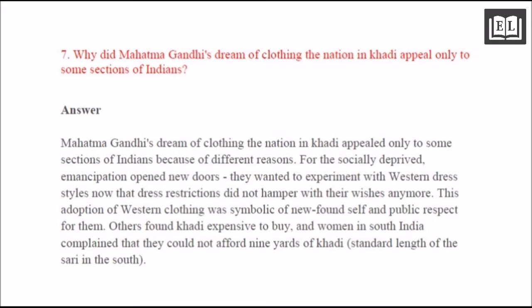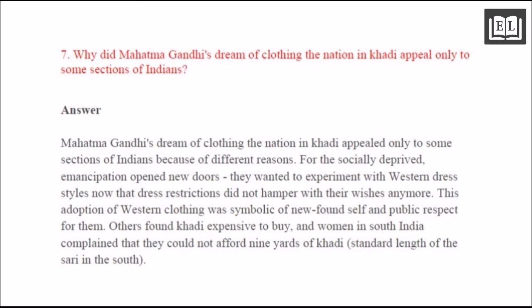7. Why did Mahatma Gandhi's dream of clothing the nation in khadi appeal only to some sections of Indians? Answer. It appealed only to some sections because of different reasons. For the socially deprived, emancipation opened new doors. They wanted to experiment with Western dresses and styles now that dress restrictions did not hamper their wishes anymore. This adoption of Western clothing was symbolic of newfound self and public respect for them.